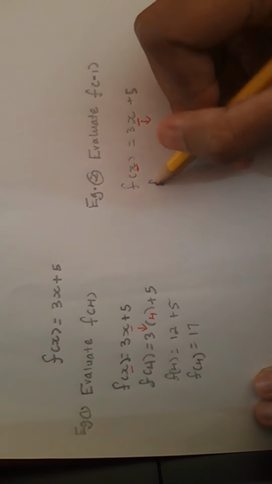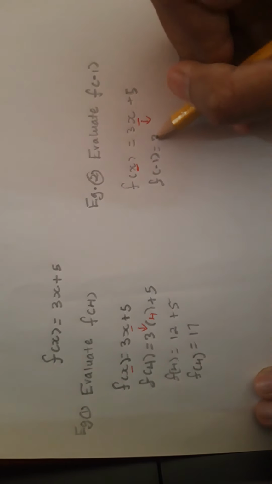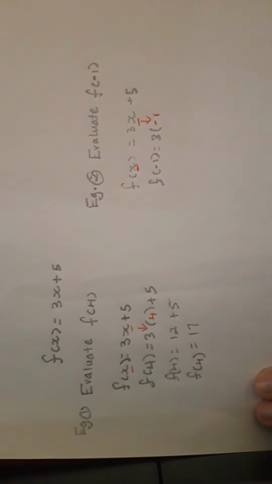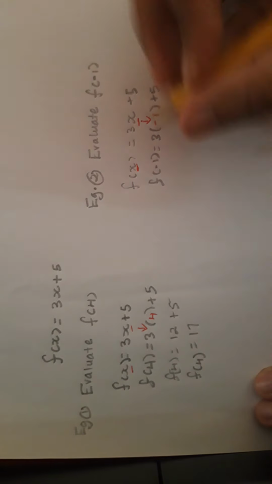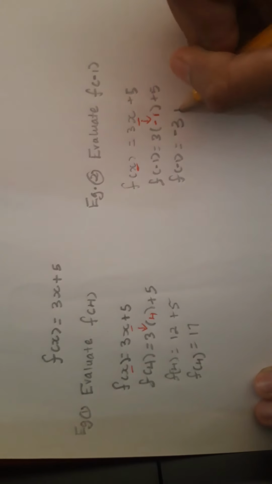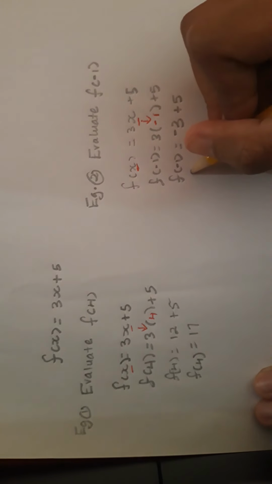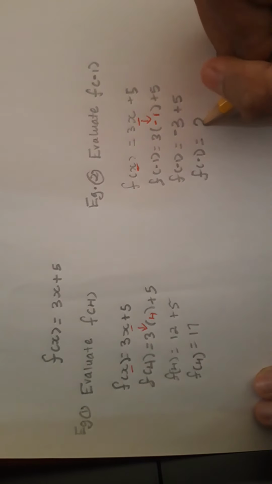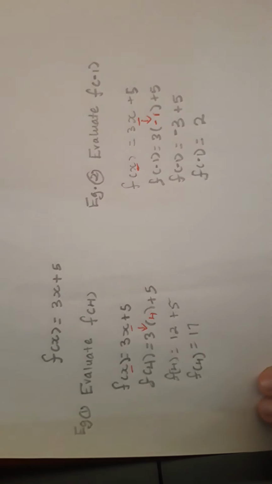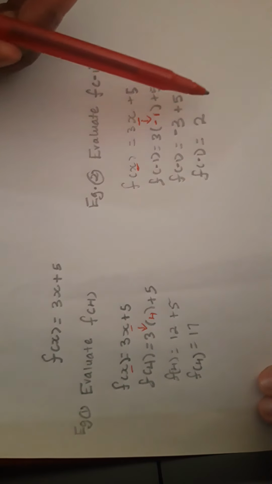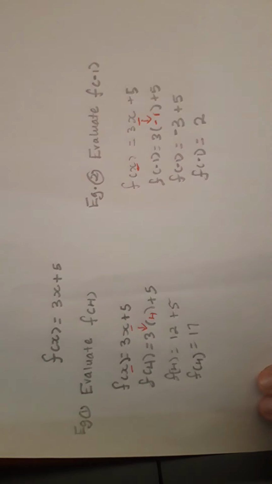So f of negative 1, it's 3 multiplied by negative 1 plus 5. And 3 multiplied by negative 1 is negative 3. Negative 3 added to 5, positive number is bigger, so you'll get a positive result. You'll get positive 2. So when negative 1 was placed into the f of x function, 2 or positive 2 was the result. Let's look at a third example.